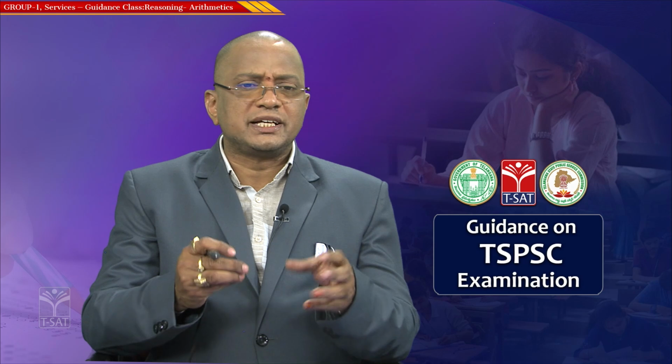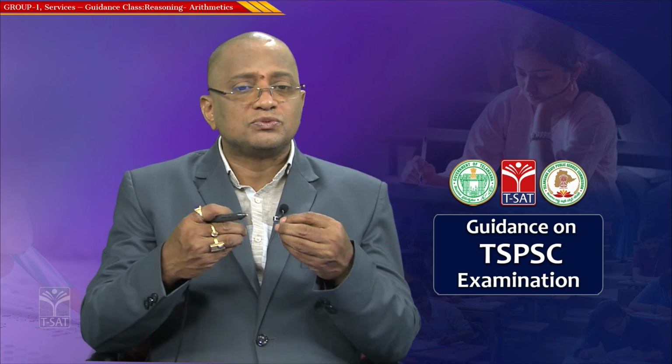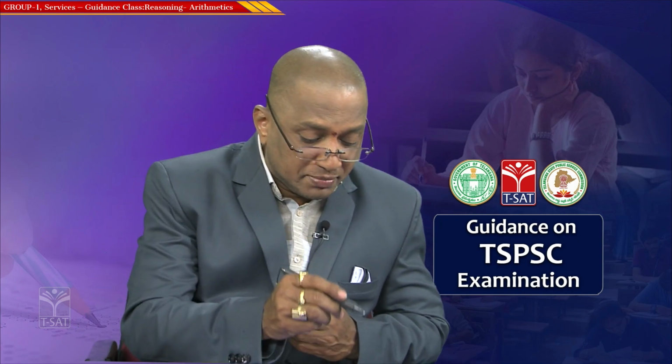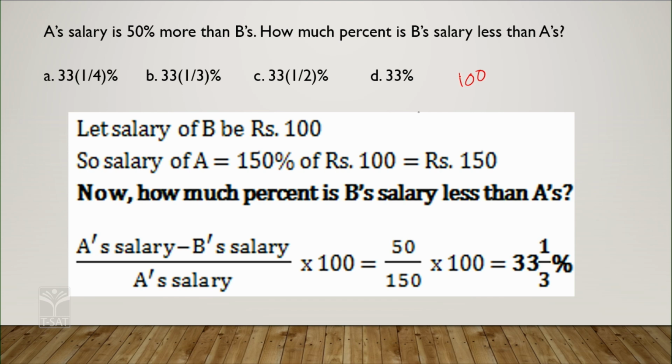So, what you have to simply say is, if B's salary is 100, then A's salary is 150 rupees. Is it clear? Then how much percentage is B's salary less than A's? So, you have to take the difference. B's salary is 100, A's salary is 150.